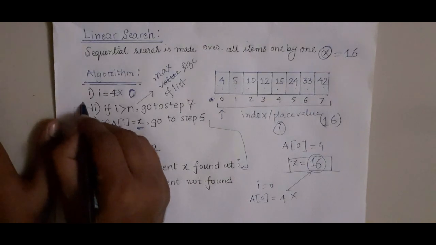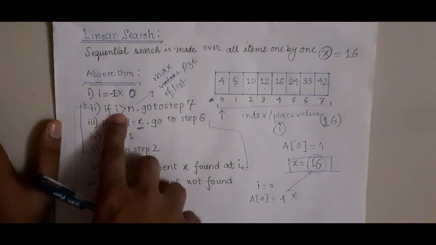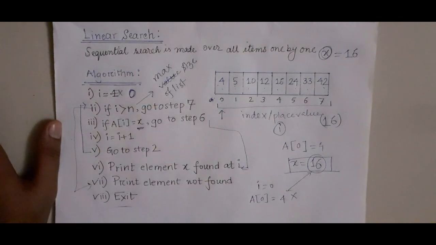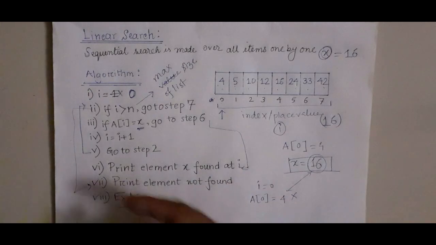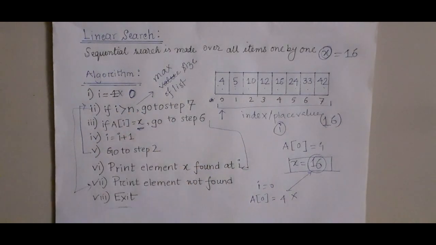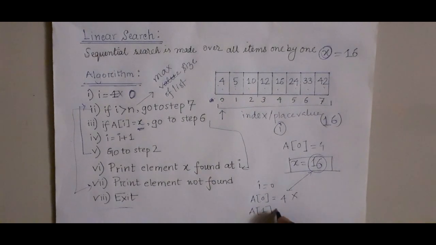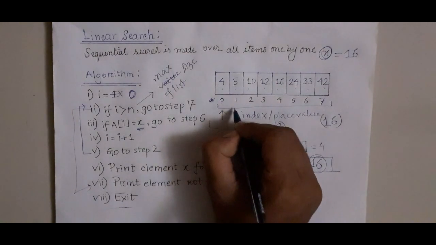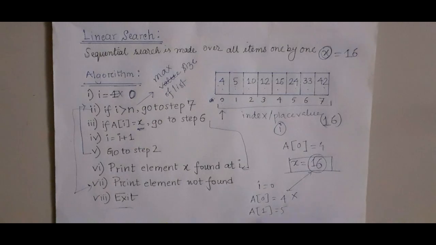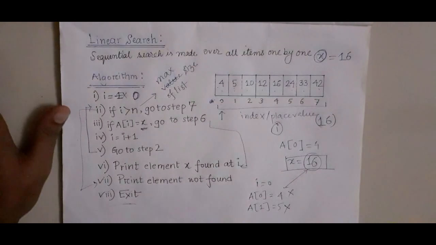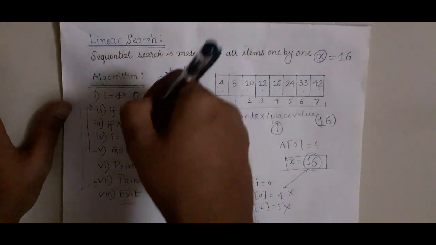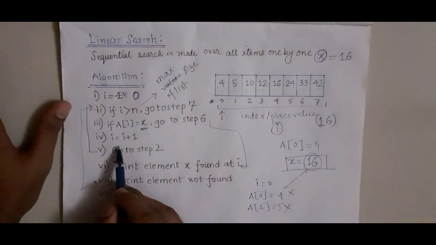This is our step 2. So now if I is greater than n, go to step 7. I in this case is 1. Is it greater than 7? No. Then follow along. So now at A of 1 place we have 5. Is it equal to 16? No, not really. So we need to go downward once again.